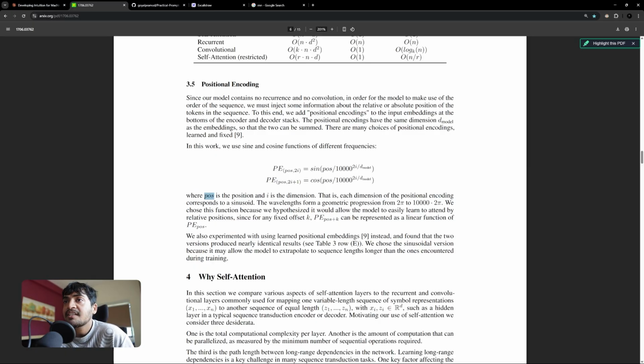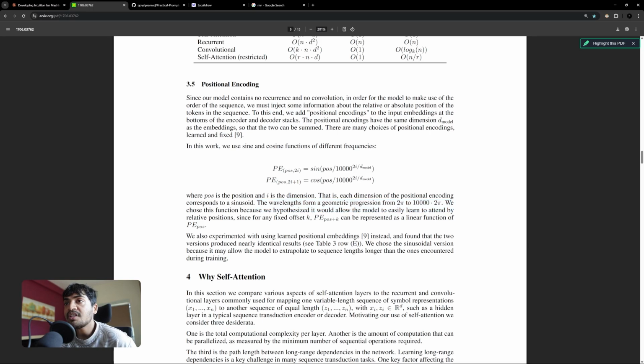So pos is the position of the token. i is the dimension, like which dimension are you looking at? Like 512 dimensions, right? If you think of it as a vector, there are 512 dimensions, and pos is the position of the token in the whole sentence: the first token, second token, third token. And i is the dimension. That is, each dimension of the positional encoding corresponds to a sinusoid. So each dimension has a specific value in the sine function. The wavelengths form a geometric progression from 2π to 10000 times 2π.